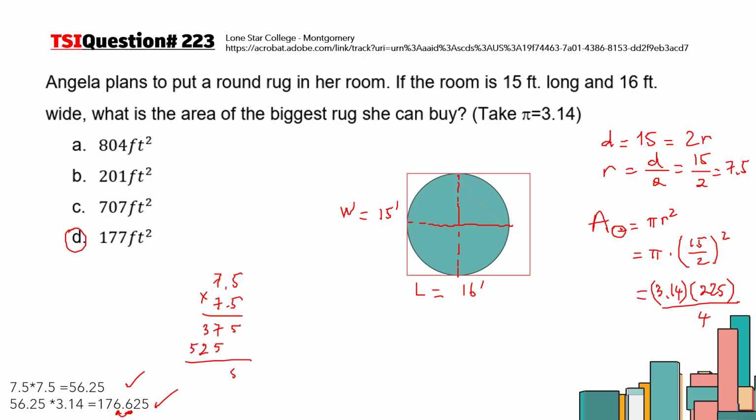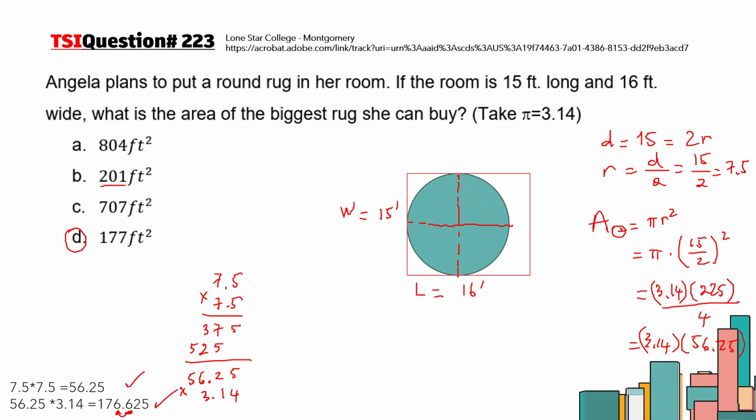Now we add them all up. 5, 12, remember 1, so 6. So 5, 6, 2, 5, but we have 2 decimal places, so it's 56.25. And then we continue with this one, multiply by 3.14. So we multiply 3.14 by 56.25, right?